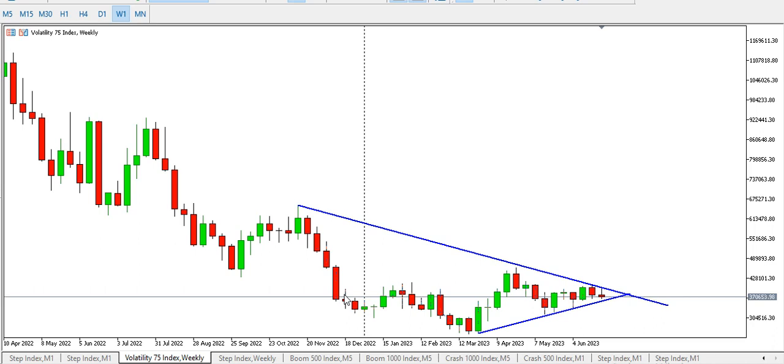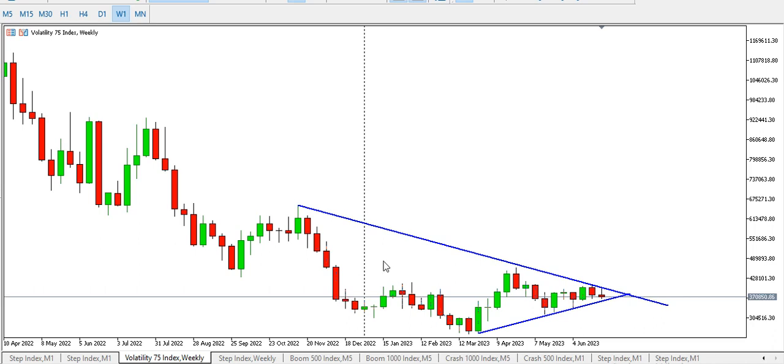Today we'll take a look at how we can trade volatility 75 index and step index on the lower time frames. But before we take a look at the lower time frames, we will have to look at what has happened on the higher time frame. So I'll be starting with volatility 75 index on the weekly time frame.